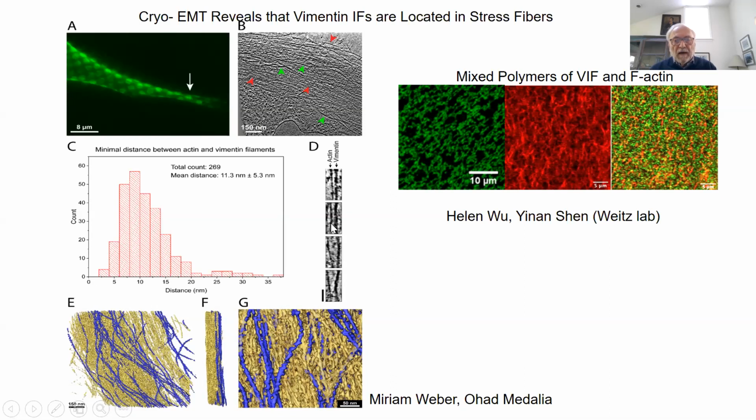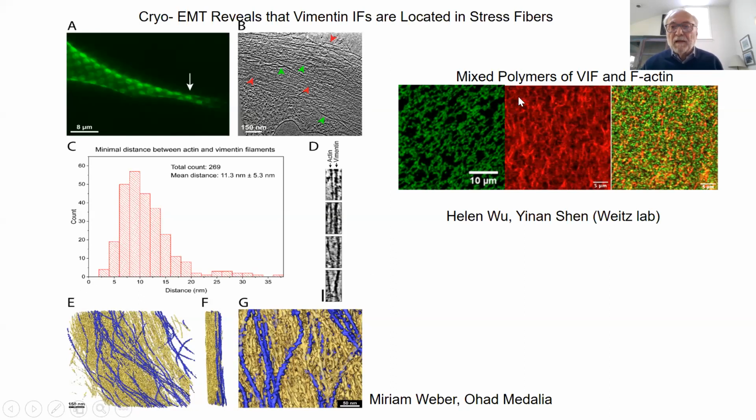Miriam also measured the distance between the actin filaments and Vimentin within stress fibers, and showed that on average, the distance was only about 11 nanometers apart, which indicates that they're actually very, very close together. It's hard to think of a known cross-linker that could fit into that small space. And there is evidence in the literature that the C-terminus of Vimentin can interact directly with actin. So maybe this is really the case.